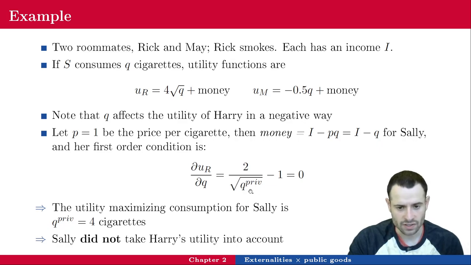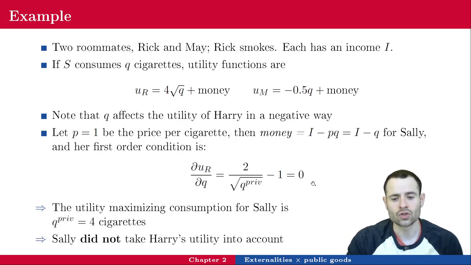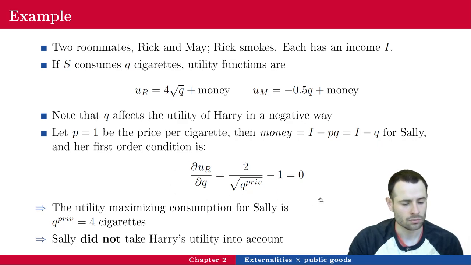This is the derivative of the utility with respect to Q. This is the first order condition. This is the problem that Rick is going to solve to find the optimal amount of cigarettes to smoke. 4 square root of Q, if you take the derivative of that, you obtain 2 over square root of Qpriv. Is it clear for everyone? It is just a first order condition. Think about ECON 201, same thing.